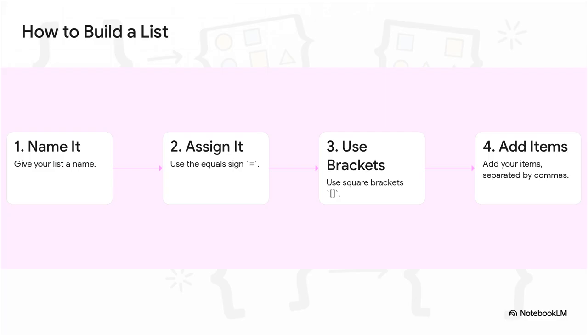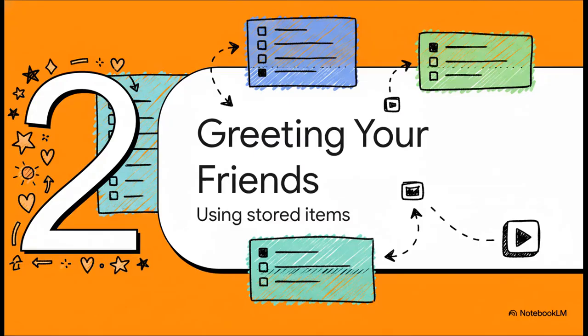So let's break down exactly what's going on in that line. It's like a recipe. First, you give your list a name. We chose names. Then the equal sign. That's how you assign things. And then you get the really important parts, the square brackets. Those brackets are what scream, "Hey Python, this is a list." And finally, you just put your items inside, separating each one with a comma. That's the whole formula.